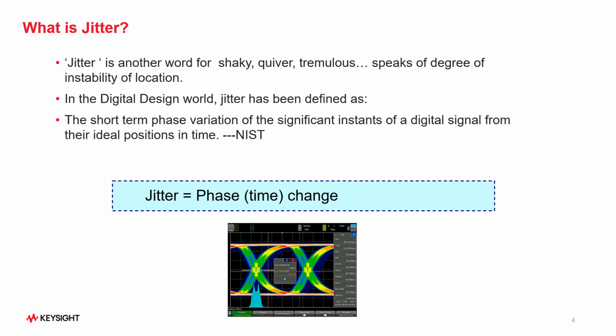In other words, jitter is the short-term phase variation of the significant instances of a digital signal from their ideal positions in time. Jitter can also be defined as the deviation from the ideal timing of an event, and the reference is the differential zero crossing for electrical signals and the nominal receiver threshold power level for optical systems.